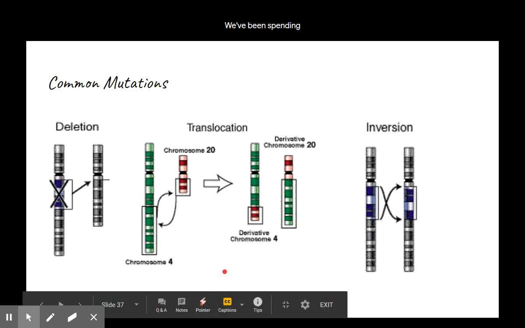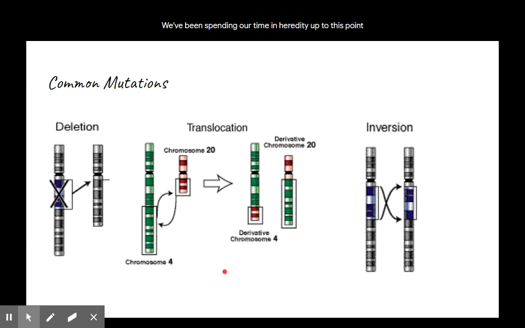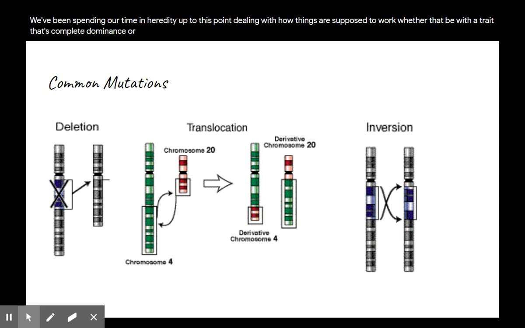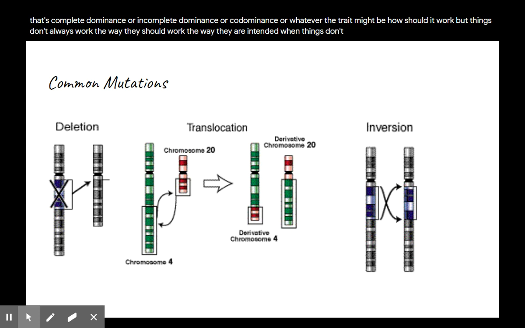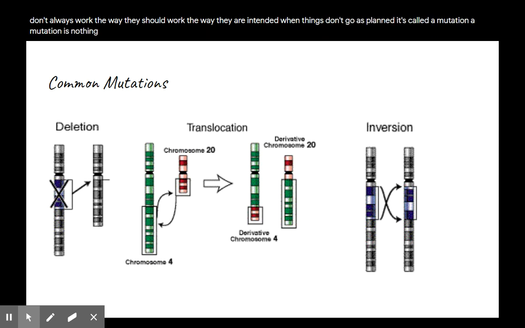We've been spending our time in heredity up to this point dealing with how things are supposed to work, whether that be with a trait that's complete dominance or incomplete dominance or codominance or whatever the trait might be. How should it work? But things don't always work the way they should work, the way they are intended. When things don't go as planned, it's called a mutation. A mutation is nothing more than a genetic mistake, and we're probably all filled with them.